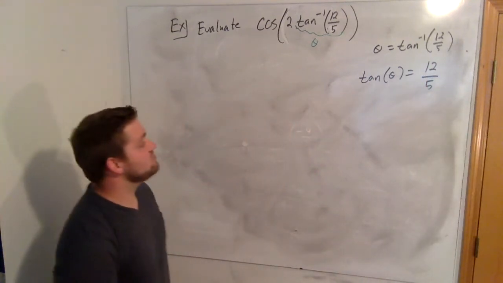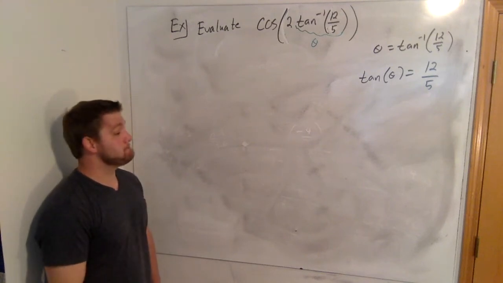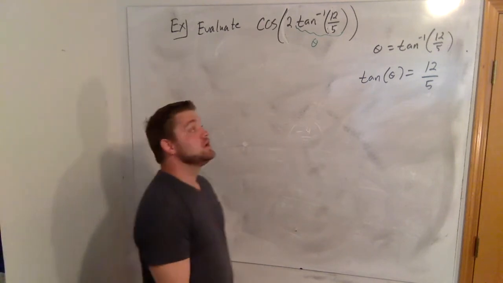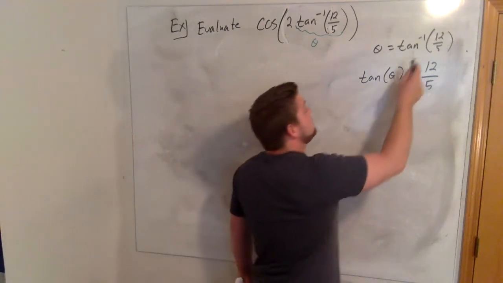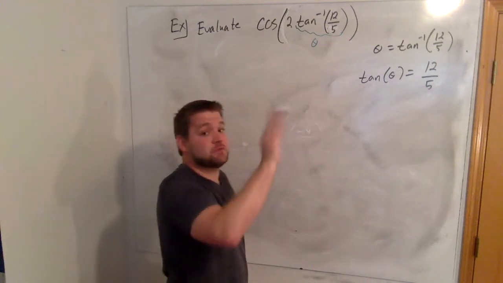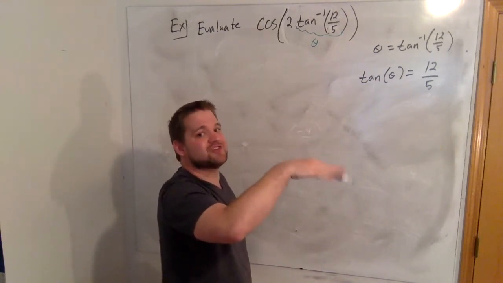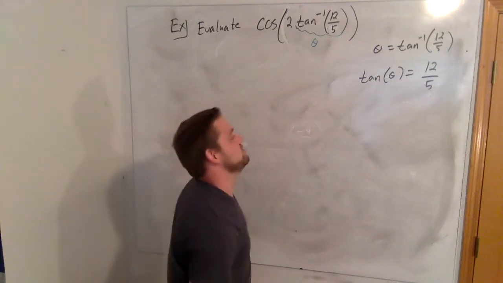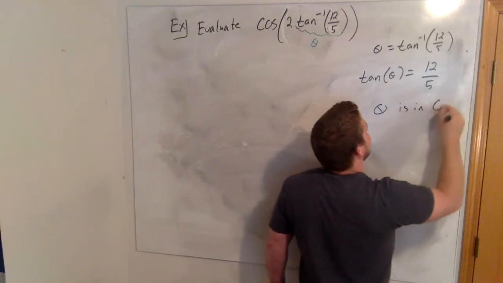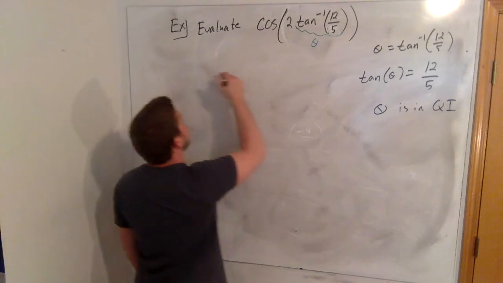Now ask yourself the question, what quadrant is theta in? It has to be in quadrant 1. Why? Because tan inverse spits out angles between negative pi over 2 and pi over 2. Well, tangent is positive in the first quadrant. So theta must be in the first quadrant. So this means that theta is in Q1. It's good to know.